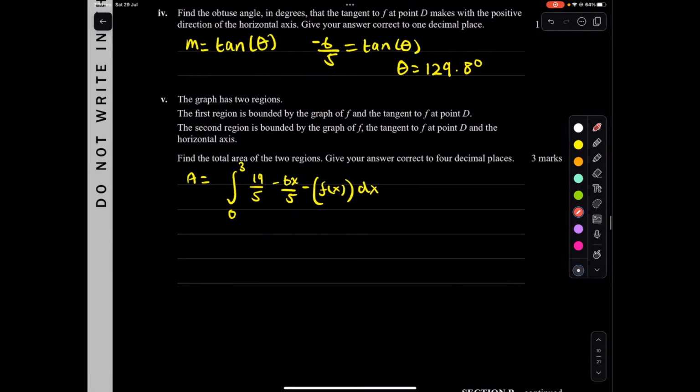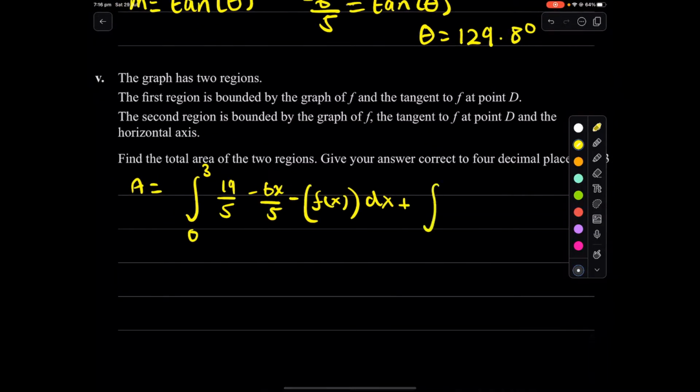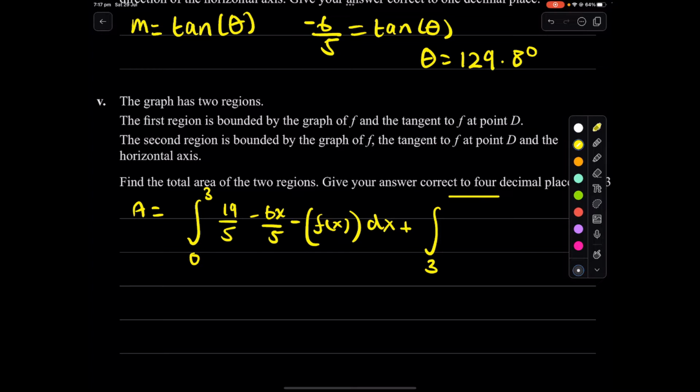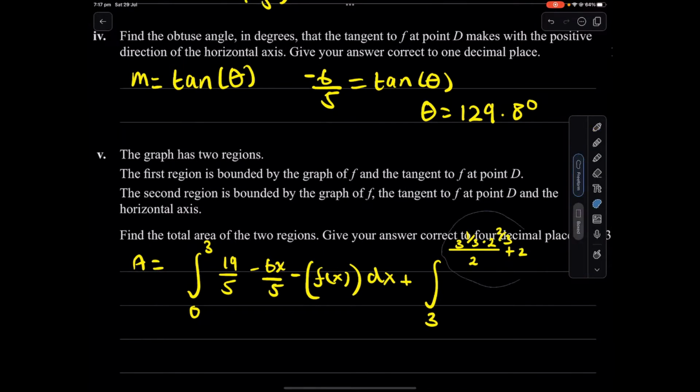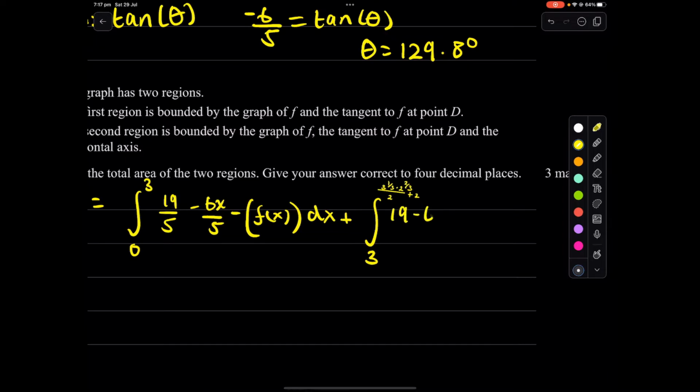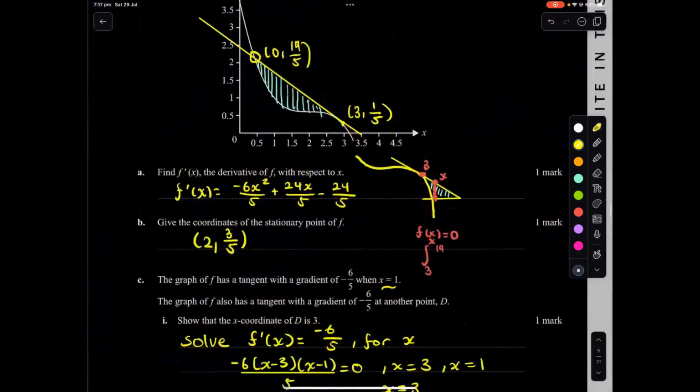So let's try that. Let's write over here. So we can say plus your integral from 3 to x, and I'm going to put it over here, of 19 over 5 minus 6x over 5 minus f of x, the function f of x, dx. Okay, so that will give us that little area.